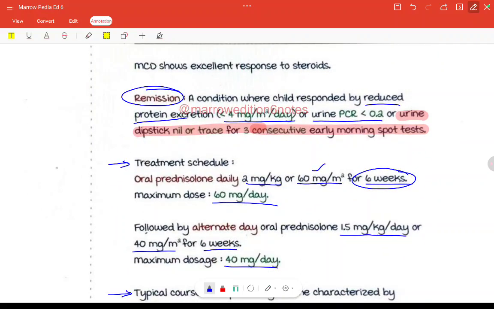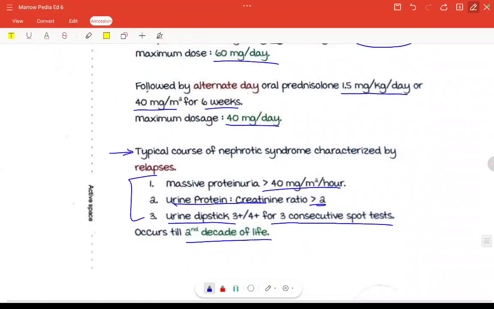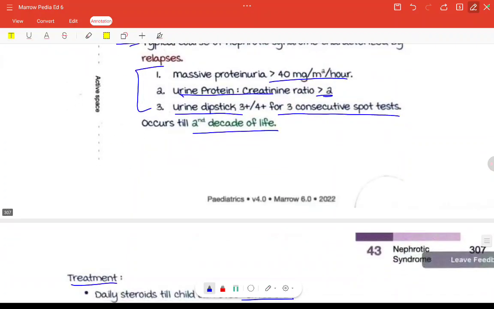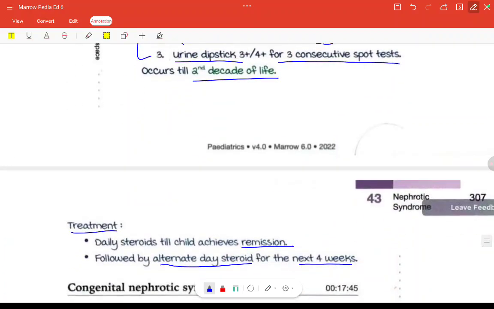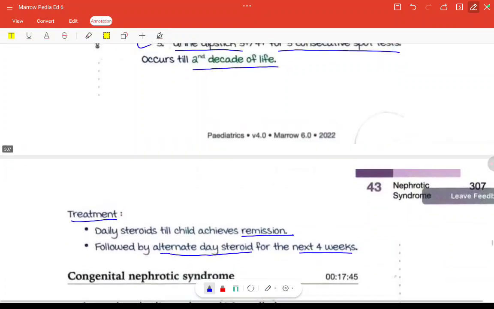membranoproliferative glomerulonephritis. Steroids we started, right? The treatment schedule includes a total of 3 months of treatment: initially for 6 weeks, 60 mg per meter square or 2 mg per kg, and for the next 6 weeks, alternate day oral prednisolone at 1.5 mg per kg per day or 40 mg per meter square. In case of any relapse, which occurs till the 2nd decade of life, we have to give daily steroids till the child achieves remission, followed by alternate day steroids. Now let's read about congenital nephrotic syndrome in the next part.